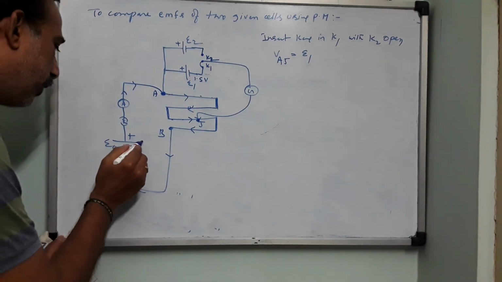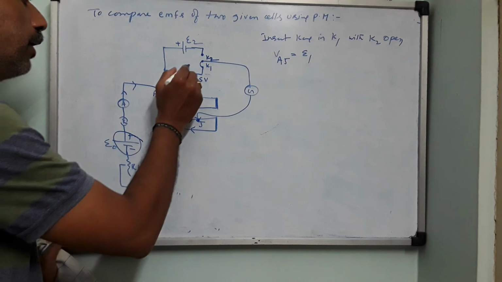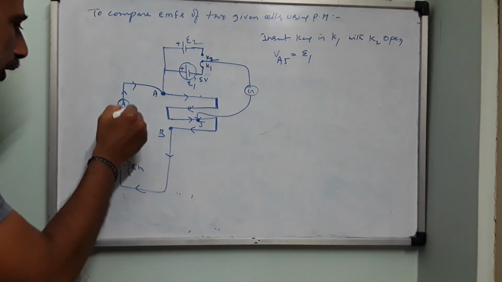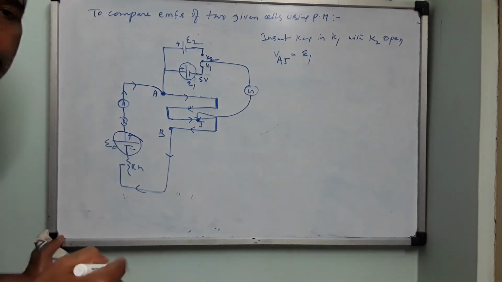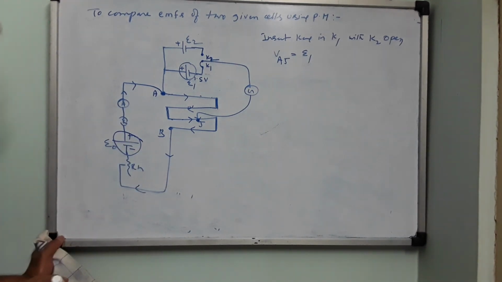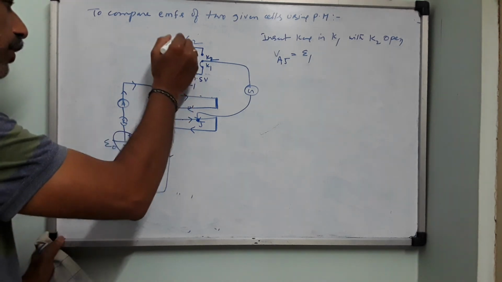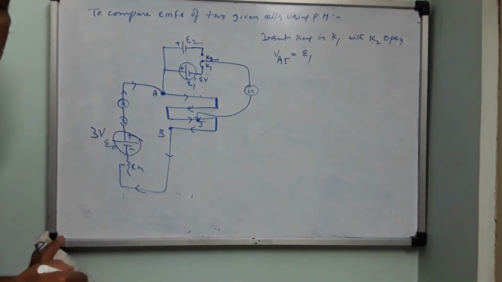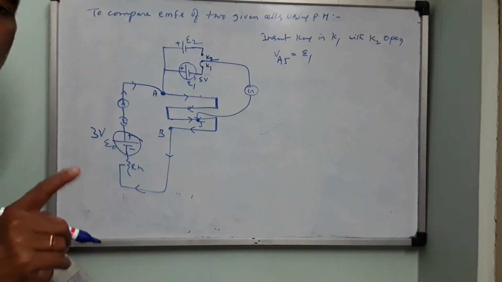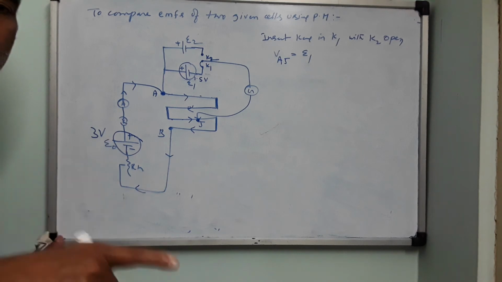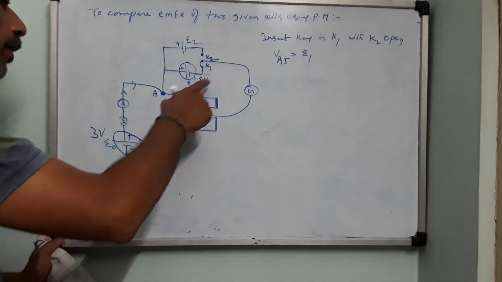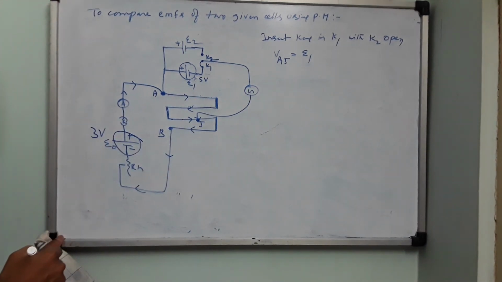Therefore, your driving cell should always be greater than your testing cell, because it has to drive so many things. Here is the ammeter, here is the rheostat. Some potential drops will be there as they are offering some resistance. So if you are using 1.5 cell, 1.5 and 1.5, this should be at least 3 volt. Unless you have a driving cell EMF greater than the EMF of the testing cells, you cannot do this experiment. You cannot obtain the balancing length. So if this is 1.5, let it be 3 volt.